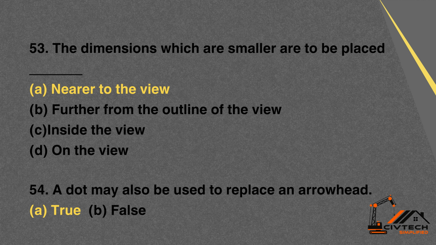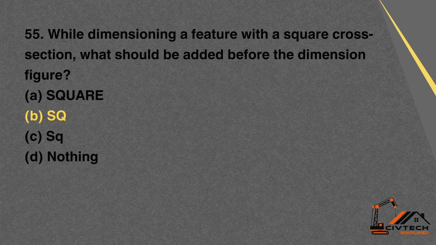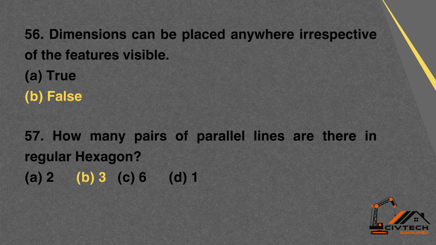54. A dot may also be used to replace an arrowhead. A. True. B. False. Correct option, A. True. 55. While dimensioning a feature with a square cross-section, what should be added before the dimension figure? A. Square. B. SQ. C. SQ. D. Nothing. Correct option, B. Square. 56. Dimensions can be placed anywhere irrespective of the features visible. A. True. B. False. Correct option, B.